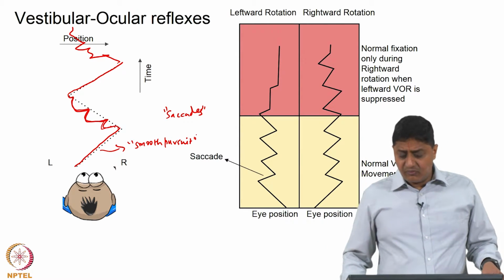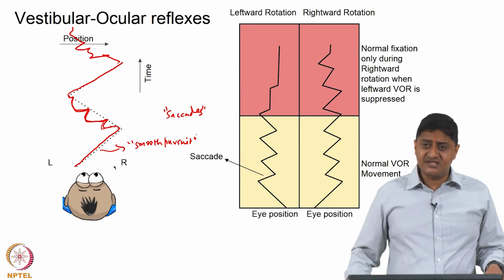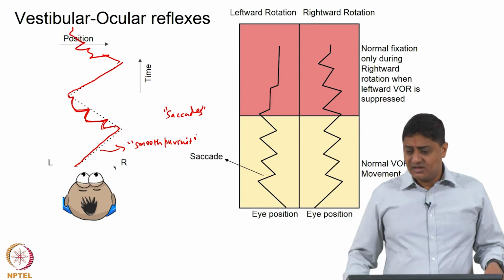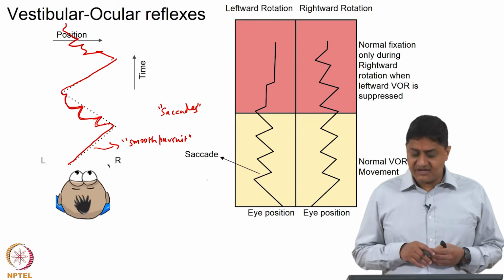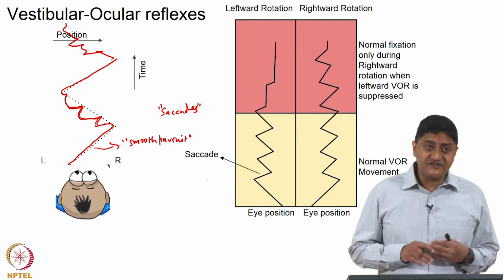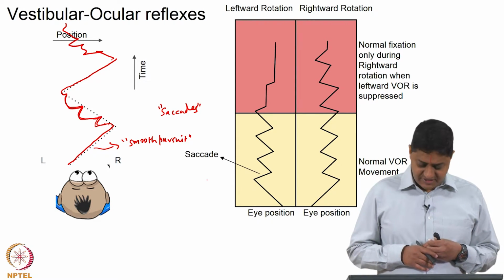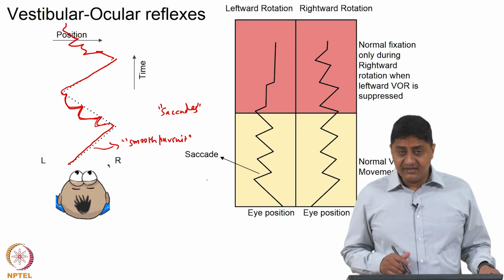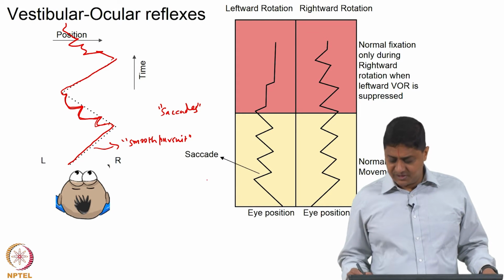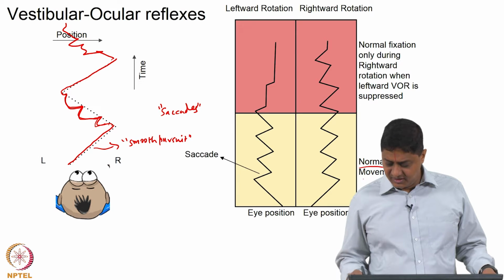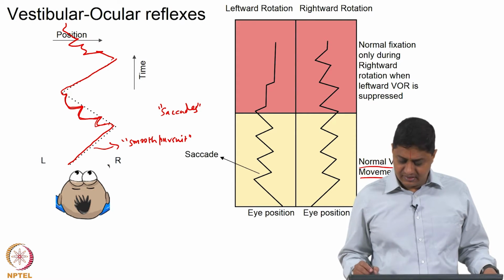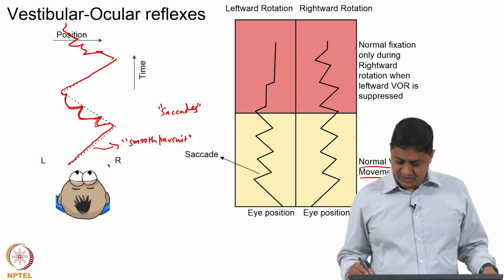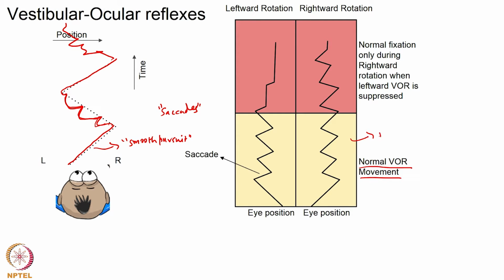Now, what happens when this person is asked to fixate on an object that is moving along with his head rotation? Say for example, with a left side lesion of the vestibular cerebellum, the vestibulo-ocular reflex is relatively normal in the dark, right. This is in the dark actually.